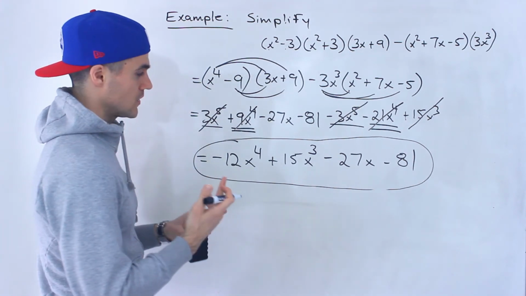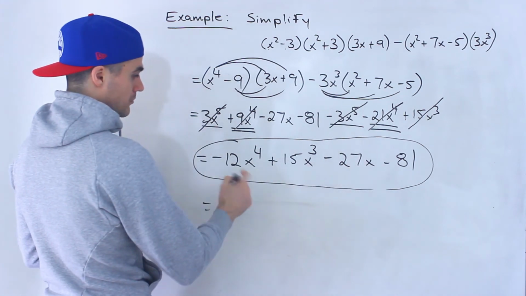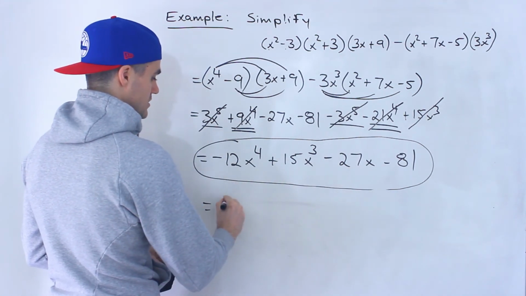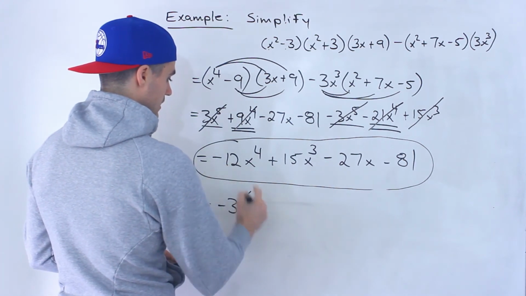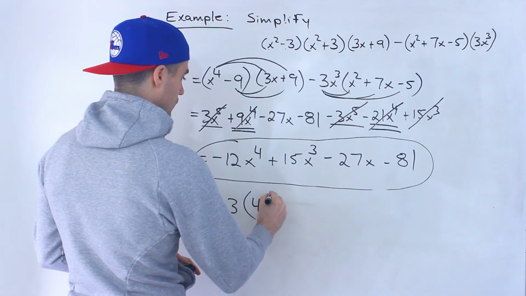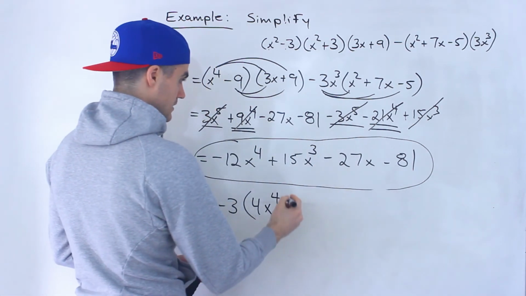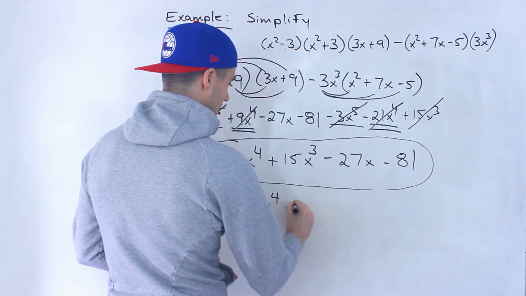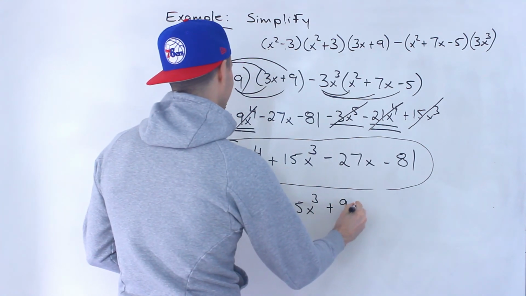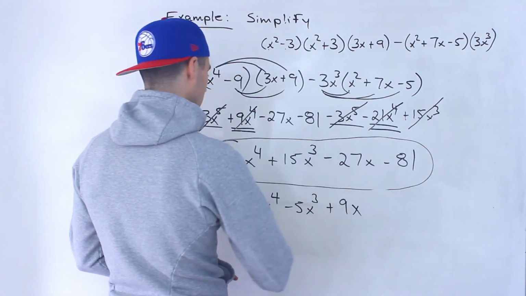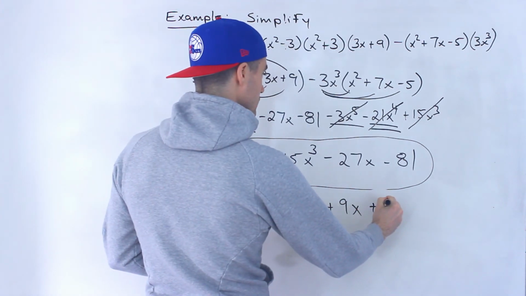This can be in a potentially different format as well. If it's a multiple choice question, you can actually take out a negative 3 from all these, or even a positive 3, but because the leading coefficient here is negative, I'll take out a negative 3. And this would end up being, if we take a negative 3 from here, positive 4x to the 4. Notice we can't take out any x's because of this constant at the end here. 15 divided by negative 3 gives us negative 5. Negative 27 divided by negative 3 gives us positive 9. And then negative 81 divided by negative 3 would give us positive 27.